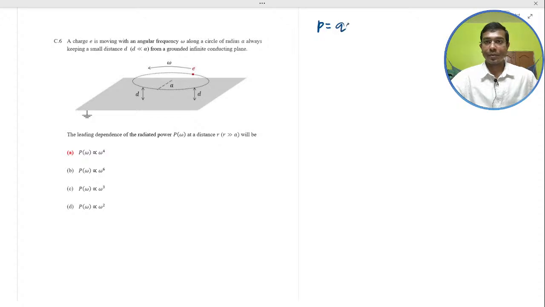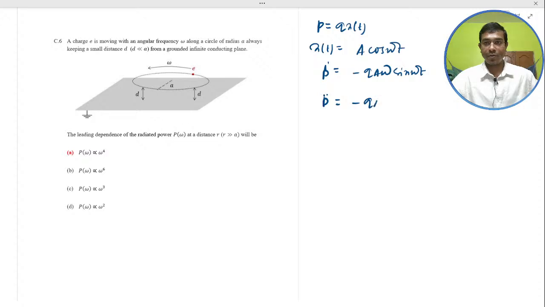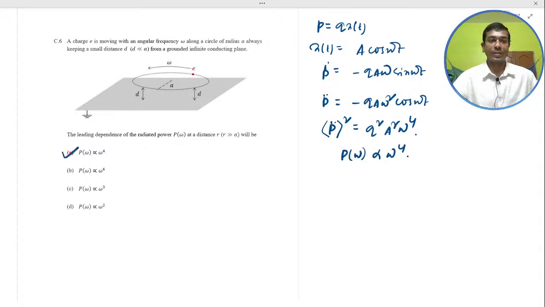P is qx(t) and x(t) is a cosine of omega t. So p dot will become minus qa omega sine omega t, and the p double dot will become minus qa omega square cos omega t. Simple. So the p double dot, that expectation square, average square, q square, a square, omega to the power 4. So the P omega is proportional to omega to the power 4. Option A would be the correct.